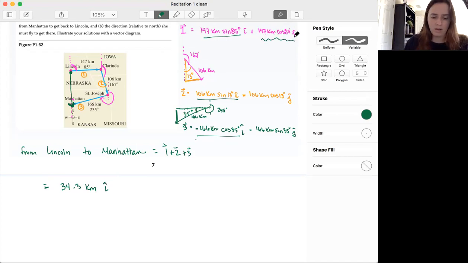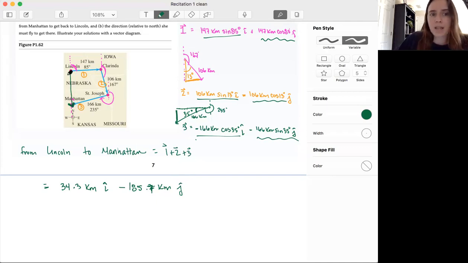So now we can go through and do the same thing for our j hats. So 147 cosine of 85 minus 106 cosine of 13 minus 166 sine of 35. For negative 185.7 kilometers j hat. So that's getting from Lincoln to Manhattan.